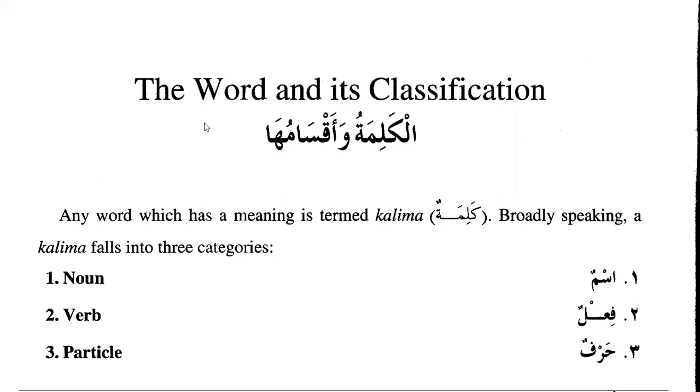What did you learn here so far? You have learned that kalima has three types. How many types? Ismun, Fi'lun, and Harfun. Yes, you have learned this so far, okay? Repeat, what did you learn here? Al-Kalimatu. They have divided into three, the Ismun, Fi'lun, and Harfun. If I ask you what is Kalima, then what will you say? A meaningful word is called Kalima.